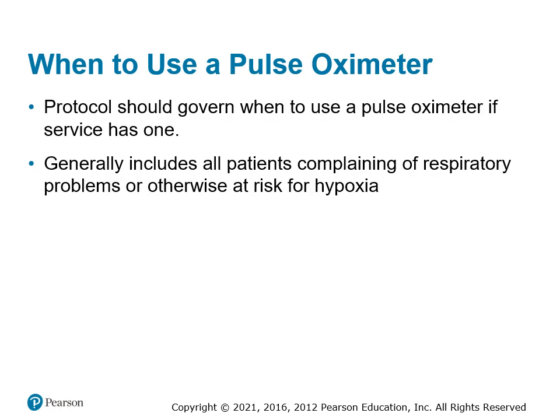So, when do you use a pulse oximeter? The protocol you have should govern when you use it, but it's not uncommon to use it on every patient. I would argue that to get a thorough assessment of a patient, you probably should have a pulse oximetry. Anybody specifically complaining of respiratory problems or at risk of hypoxia, and that's pretty much everybody, should have a pulse oximeter.